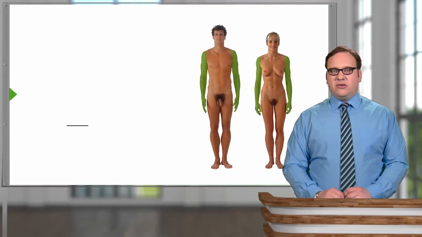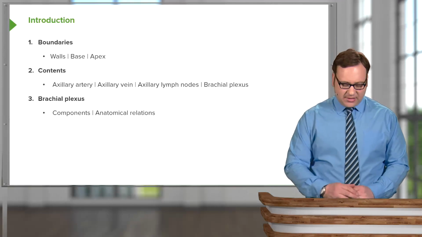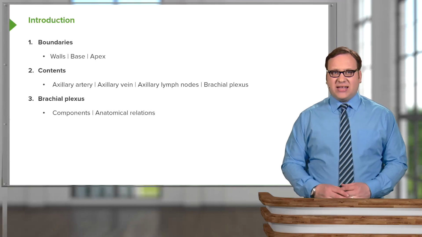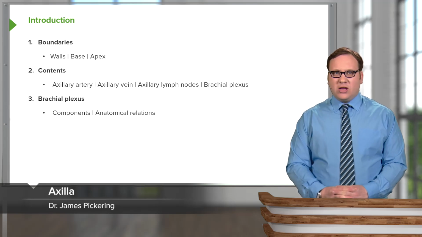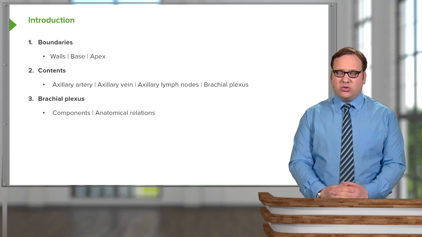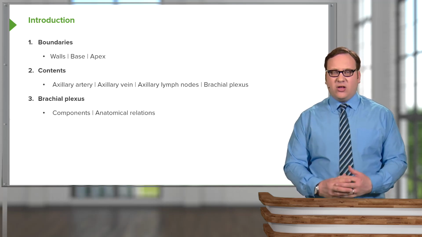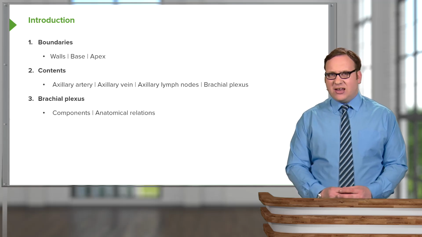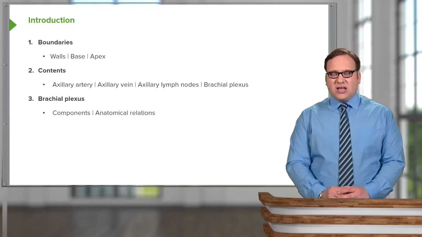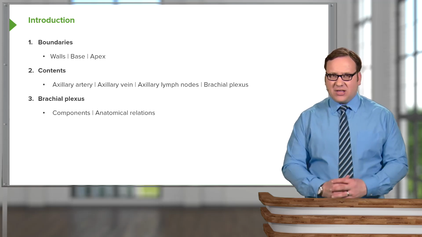In this lecture, we're going to look at the axilla and the brachial plexus. So for the axilla, which is a space between the humerus and the thoracic wall, we're going to look at its boundaries. We'll look at the walls, we'll look at its base, and we'll look at the apex of the axilla. We'll then look at the contents, the axillary artery, the axillary vein, and some axillary lymph nodes. And we'll also pay attention to the brachial plexus, which is within the axilla.